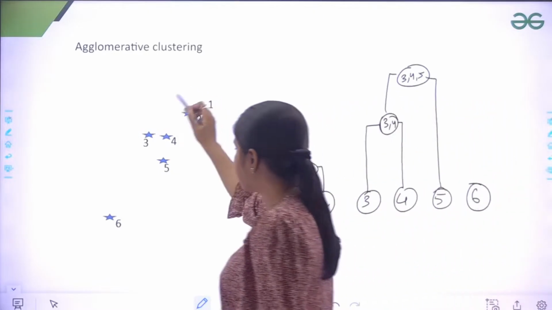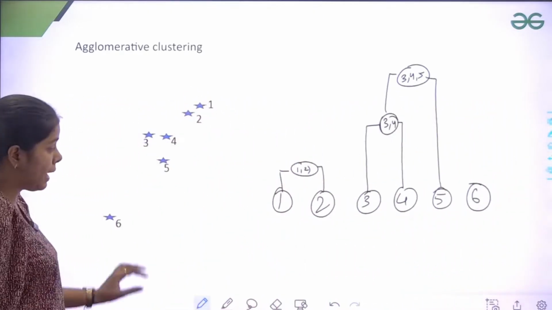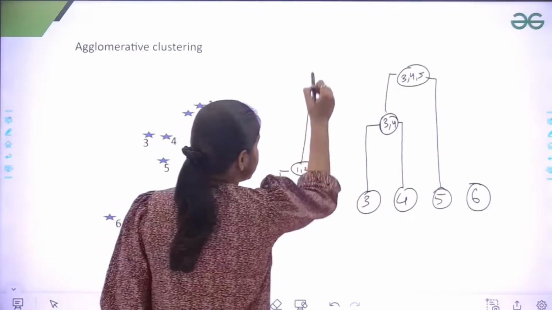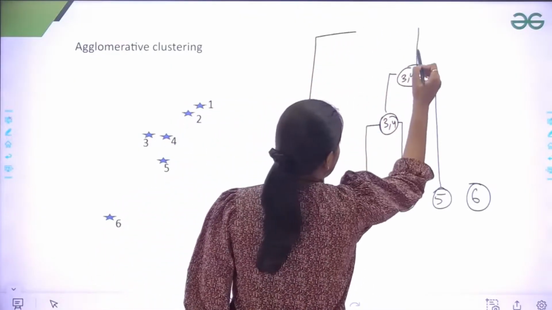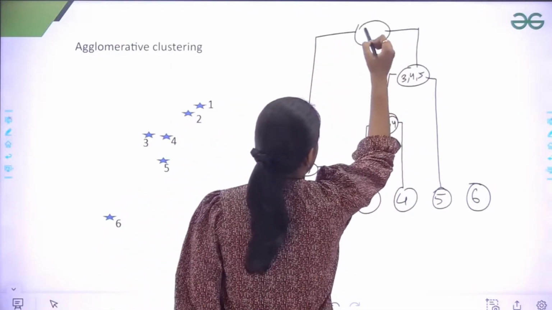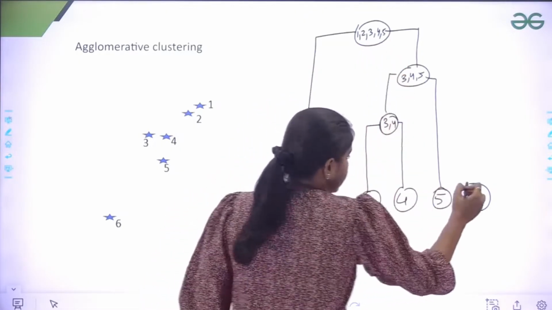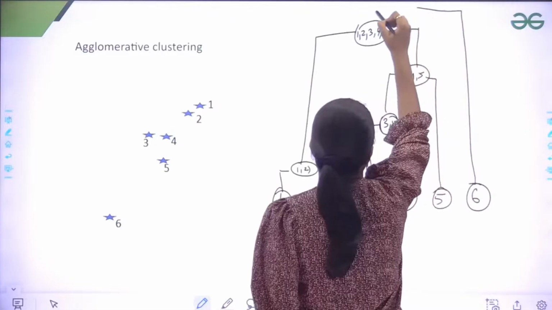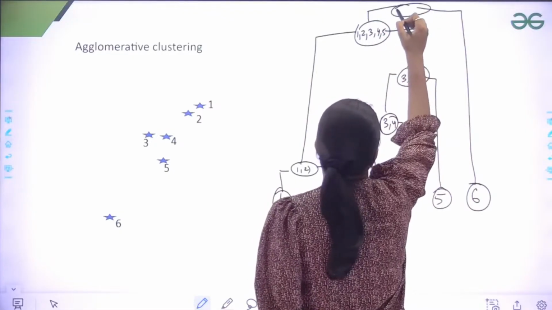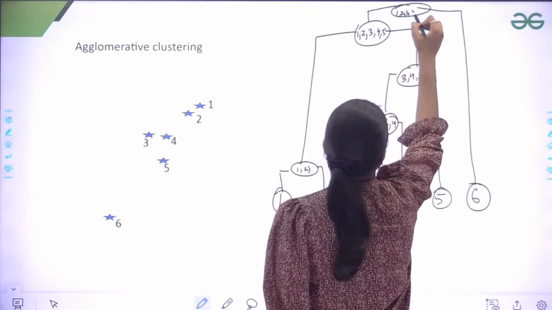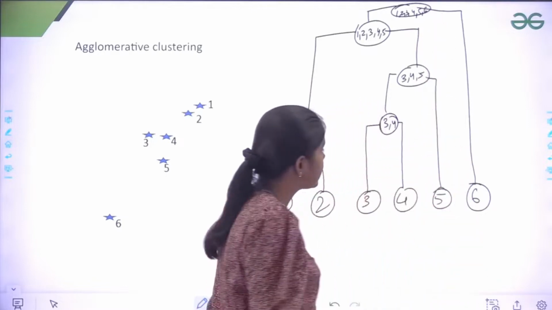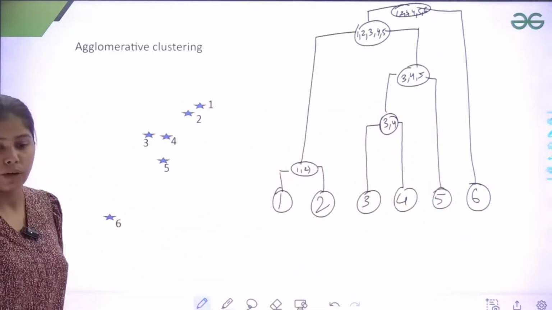And then you can see the distance between 1, 2 and 3, 4, 5 is less compared to 6. So I'll merge these clusters and I'll get 1, 2, 3, 4, 5. And at the end I'll join to get one cluster, that is 1, 2, 3, 4, 5 and 6. So you can see that this is my dendrogram.